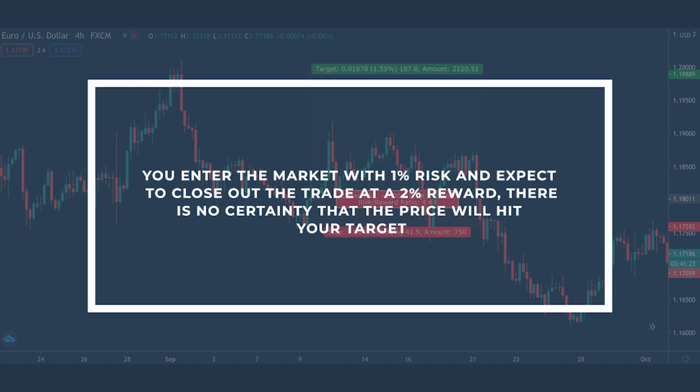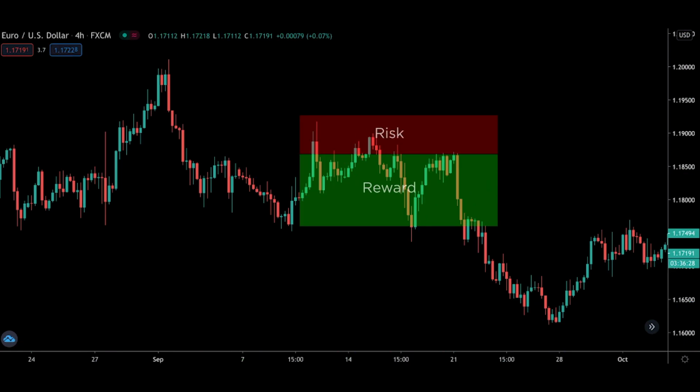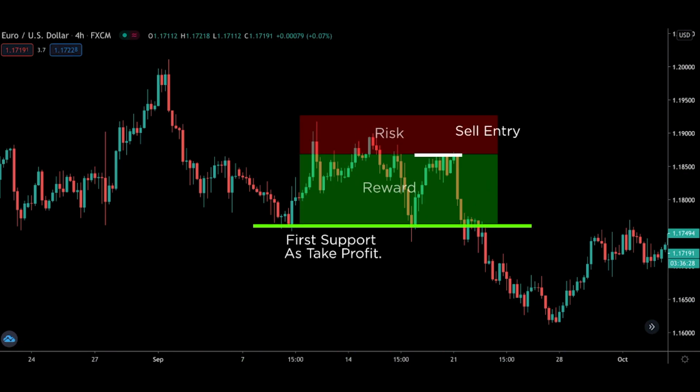While it is easy to say that you enter the market with 1% risk and expect to close out the trade at a 2% reward, there is no certainty that the price will hit your target. Price might even trend strongly in your direction and cause you to leave a big chunk of money on the table. If you are curious about how we can safely assume a particular risk to reward for a trade, then keep watching because I will show you two techniques to do this.